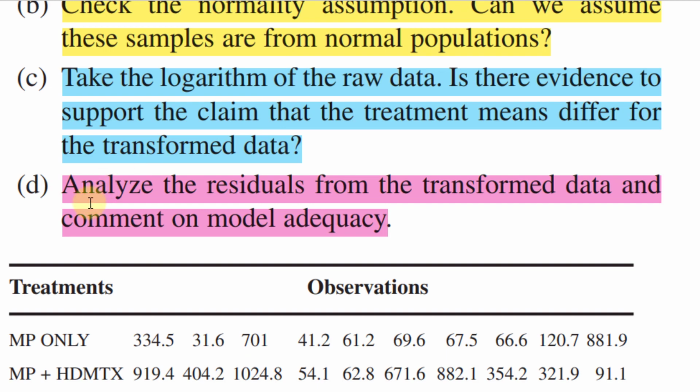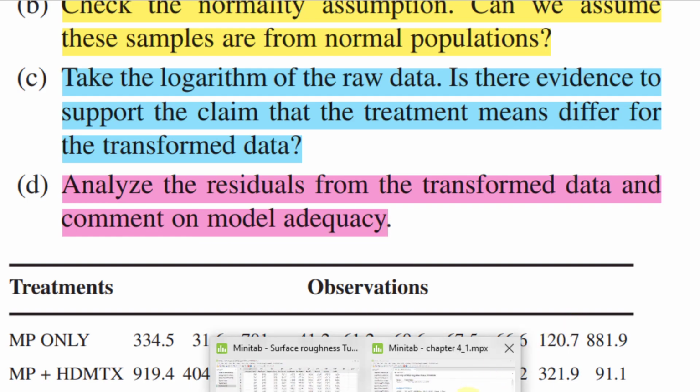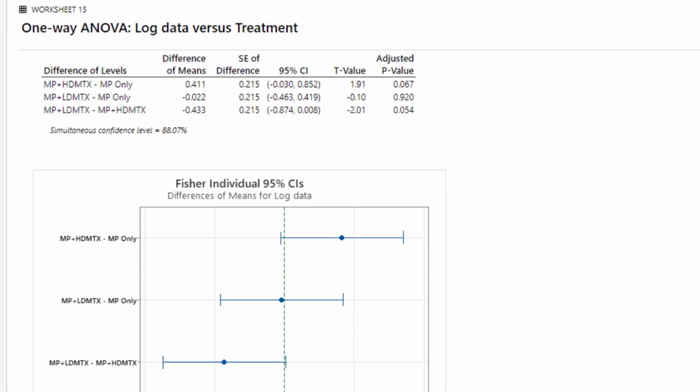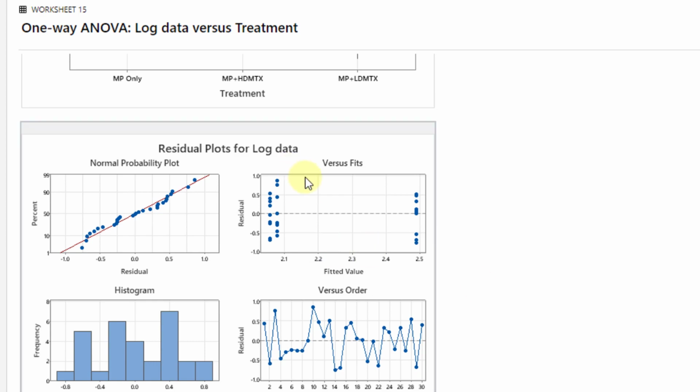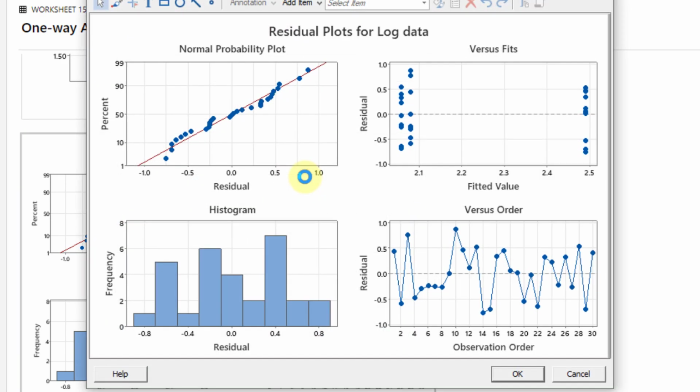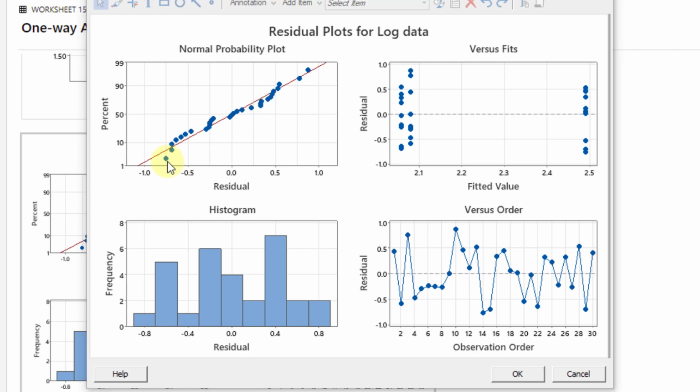Now the last part, analyze the residuals from the transformed data and comment on the model adequacy. So come down on the result sheet here and have a look at this residual analysis. What you will see is that, as compared to the earlier data distribution, now it's quite good and our normality assumption is now satisfied. There are two further assumptions associated with the ANOVA. One of them is homogeneity of the variances, or you can say equality of the variances.